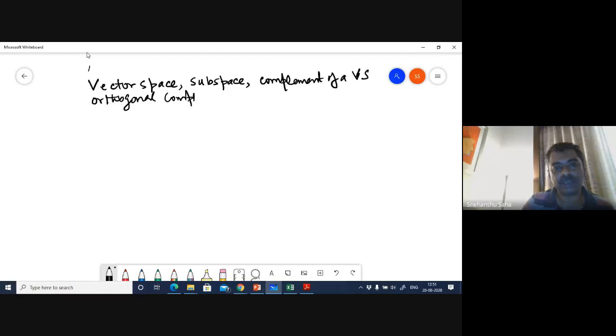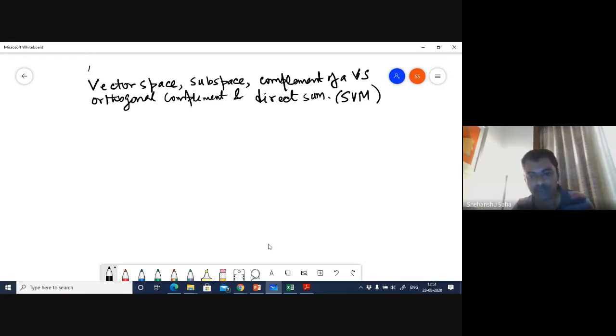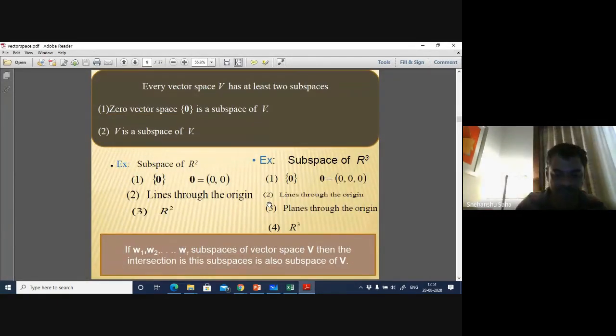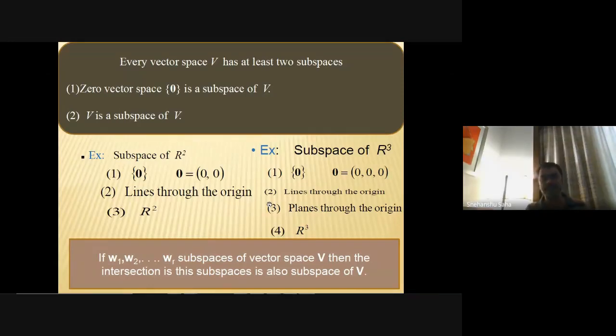orthogonal complement and direct sum. Okay, and as I said, the support vector machine is a classic case study in this. So you understood the concept of subspaces, right? And you understood where this is used. So let's look at some examples.